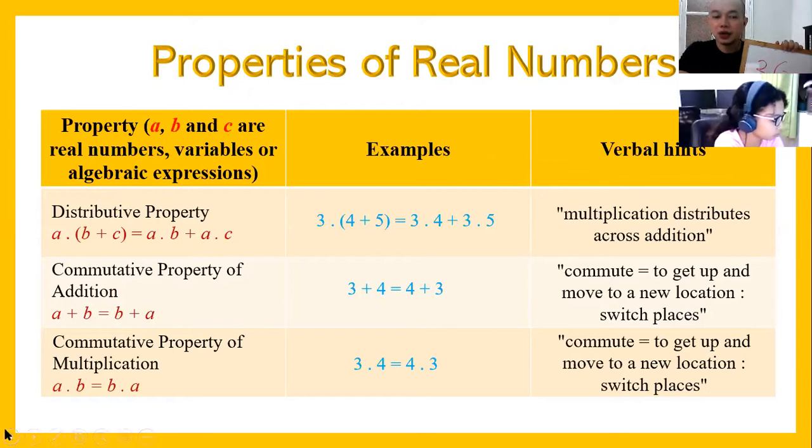All right, again, distributive property is A times B plus C. You distribute A, so it is equal to A times B plus A times C. Commutative property of addition is A plus B is equal to B plus A. Commutative property of multiplication is A times B is equal to B times A. So they're almost the same, just the operation is different. Okay, Kristel? Good? That's only 3 of the properties. Let's go to the next one.